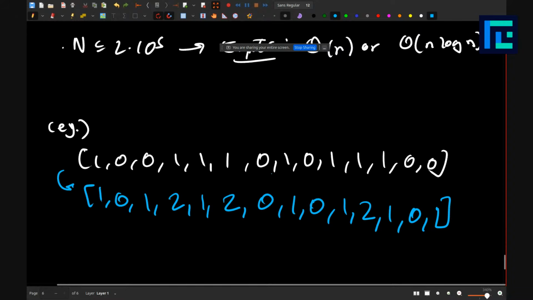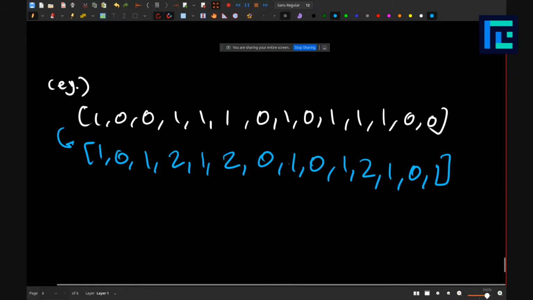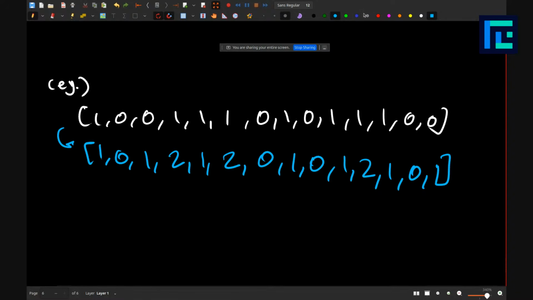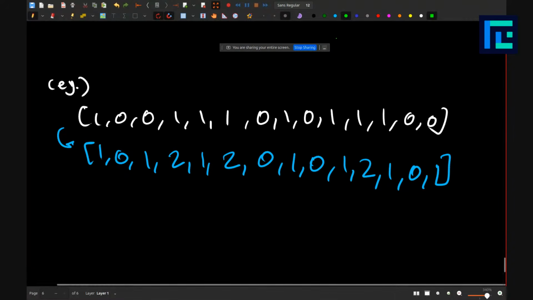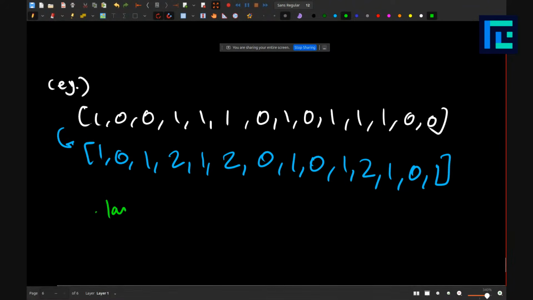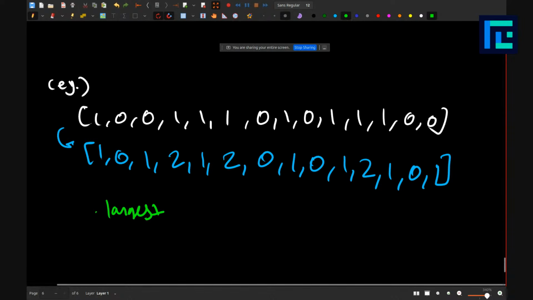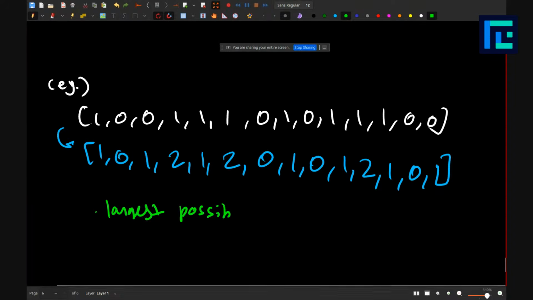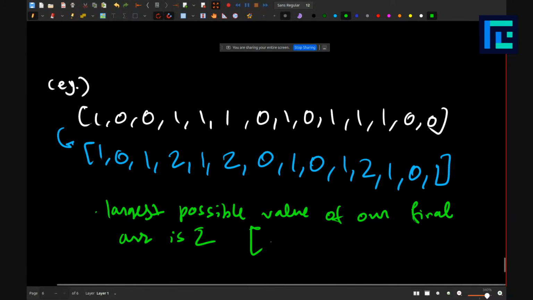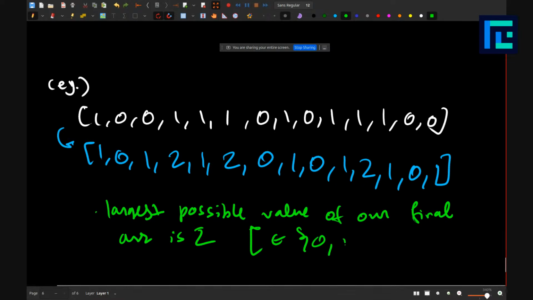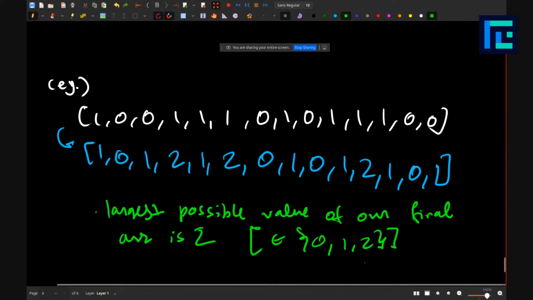And basically the main observation, as you can see here, is that since the array consists only of zeros and ones, to make sure that no adjacent elements are equal, the largest possible value of our final array is 2. Okay, basically I'm trying to say that all the elements will be within 0, 1 or 2. Each element in our final answer is going to be either 0, 1 or 2.